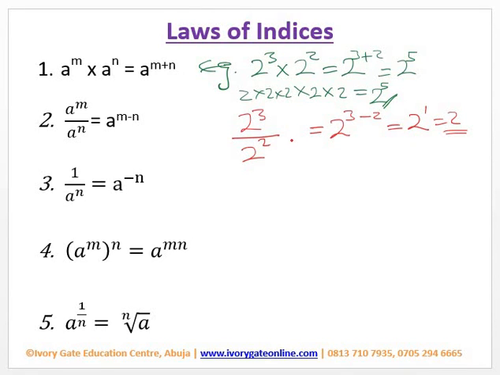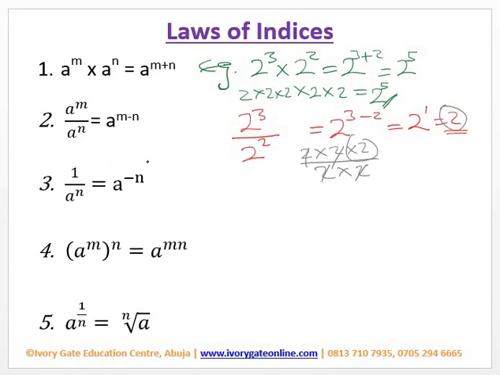Okay? Then, if we check this, just to cross-check what we'll get with this, we now say 2 raised to power 3 is 2 times 2 times 2, divided by 2 raised to power 2, which is 2 times 2. Then this can go for this. What are we left with? 2, which is the same thing as this.